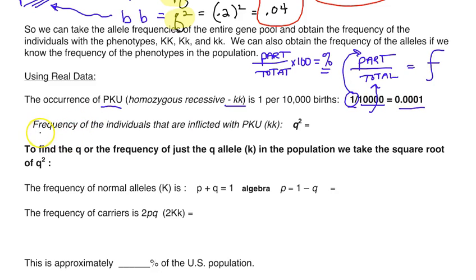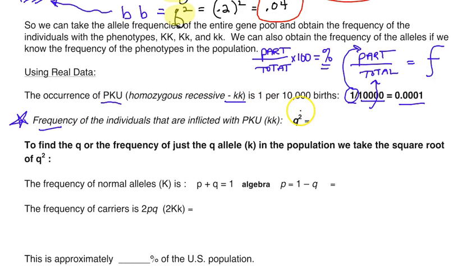Okay, so the frequency of individuals that are afflicted, now I understand, is what? This is the number of people who have the disease. We know it's homozygous recessive. So this is really important to realize. By me giving you in this problem the people who have the disease, what I'm really giving you is the frequency of the q squared. Remember, these are people. q squared. q is the recessive.